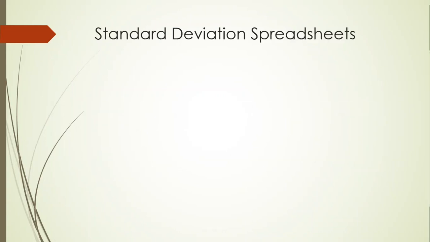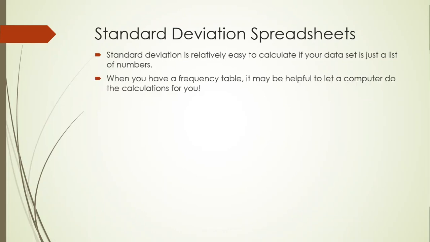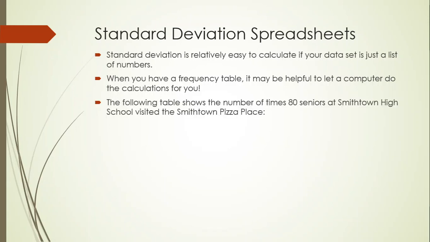So if we have a set of 5 pieces of data like we did with the last variance, it's not too bad to calculate standard deviation. We would just take the square root of that last number we found. So list of numbers, small list of numbers, it's not too bad to find. But if we're talking about a frequency table, don't do it all by hand. We could be talking about lots of numbers here. Let a computer do it for you.